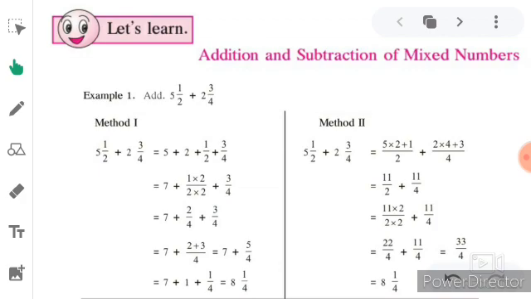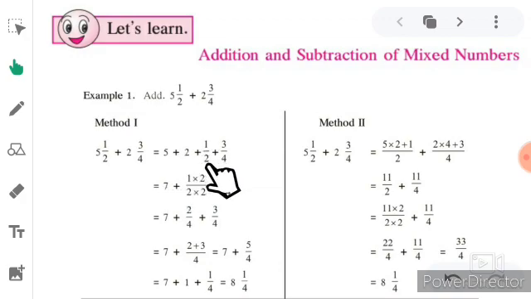Students, the first step is to write down the question as it is. Then you will have to split the number, which means you take out the whole numbers and the fractions. You gather the whole numbers at one place and the fractions at another place. So let's split the number: 5 whole number plus 2 whole number, then the fractional parts, 1 upon 2 plus 3 upon 4.